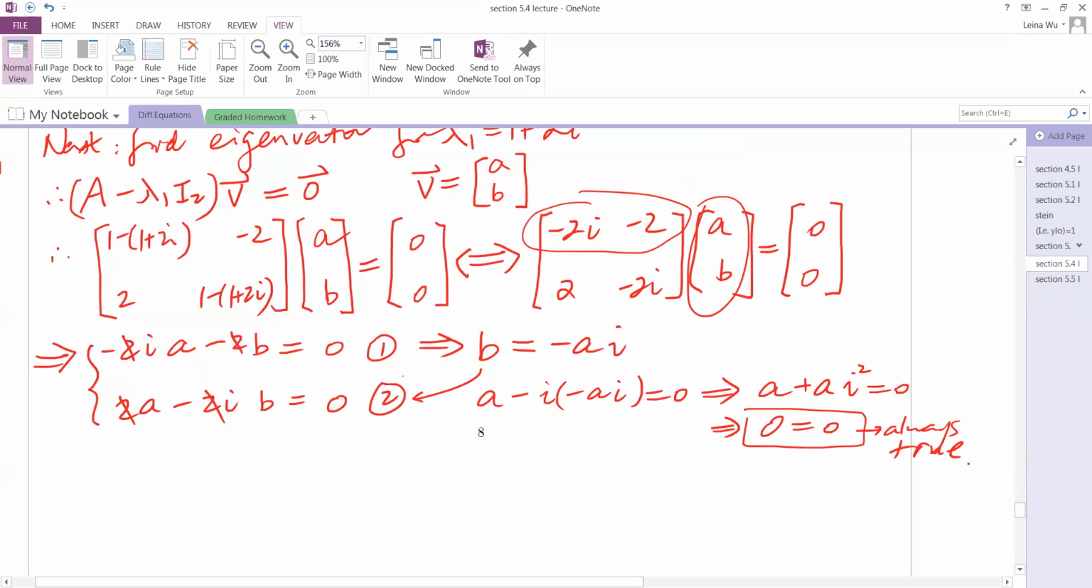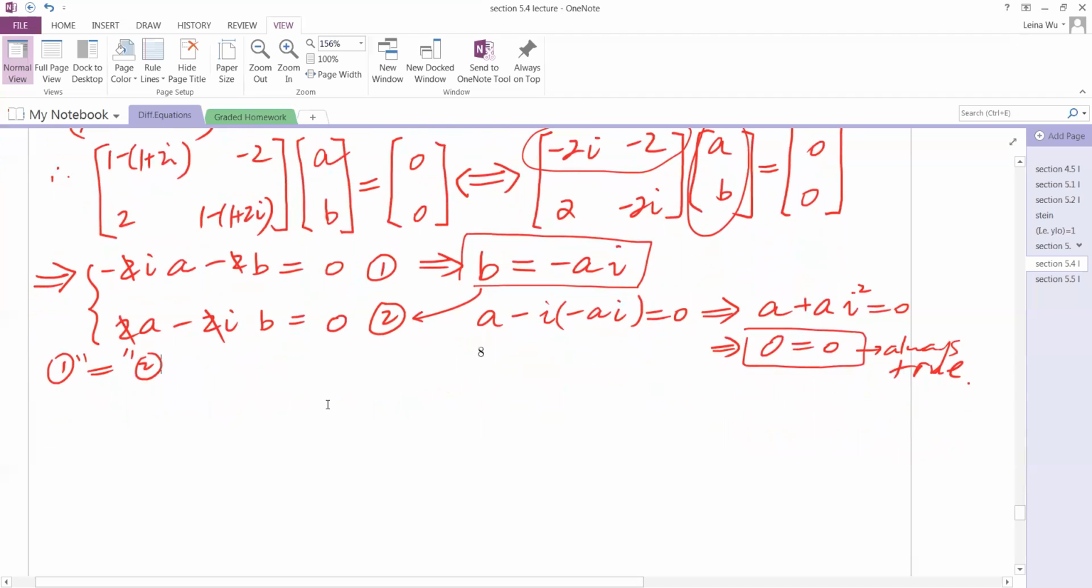What it further tells you is basically b is going to be negative ai. As long as b equals negative ai, equation 2 always works. Okay. If you check equation 1 and equation 2 one more time, you can tell that equation 2 is redundant. Equation 2 just repeats the information from equation 1. So equation 1 is kind of the same as equation 2, by nature.